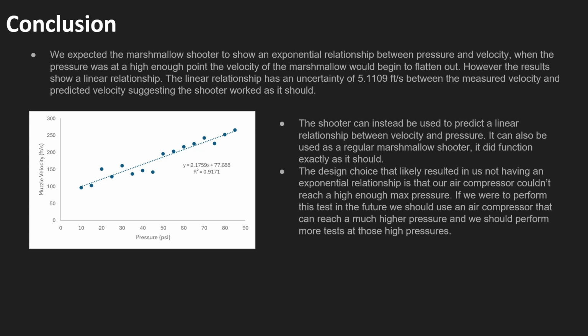So in the future, we could use an air compressor that can better test at those high pressures. Ours could not reach a high enough max. We maxed it out at about 100 psi. So if we tested at about 120 psi, we should be able to see that exponential relationship. As is right now, though, it does predict a good linear relationship between velocity and pressure, and it can also just be used as a regular marshmallow shooter for fun. And that concludes our project.